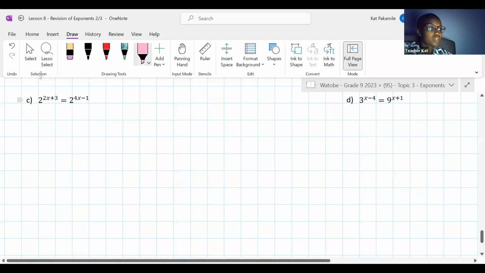For now, I'm going to remind us of the rules. One is we want the same base, which we have in this case, right? And we have a 2.